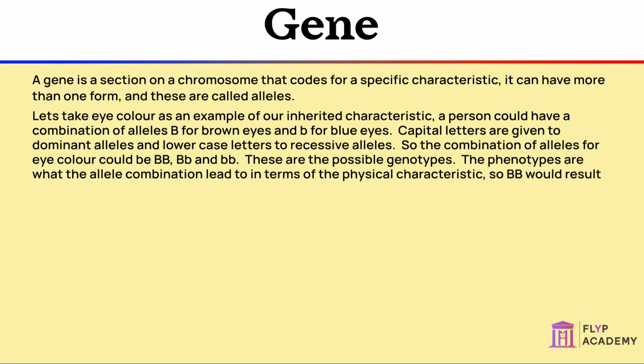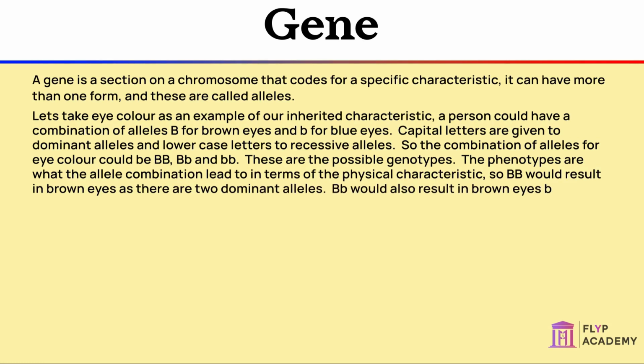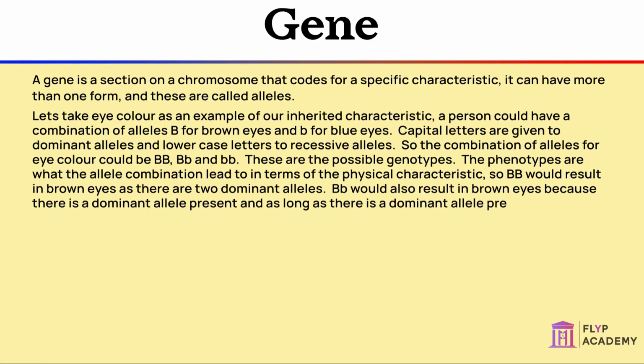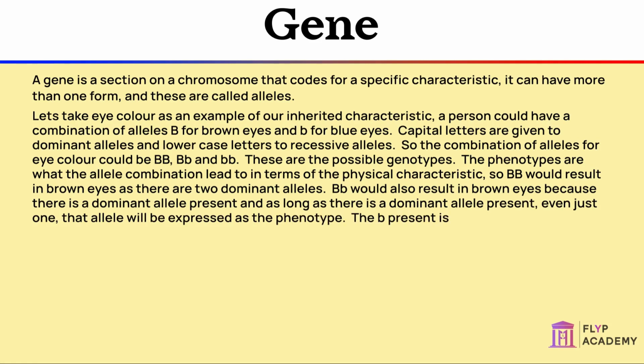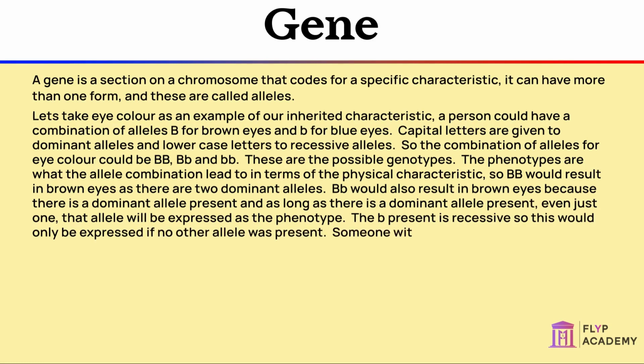So BB would result in brown eyes as there are two dominant alleles. B small b would also result in brown eyes because there is a dominant allele present. And as long as there is a dominant allele present, even just one, that allele will be expressed as the phenotype. The small b present is recessive, so this would only be expressed if no other allele was present. Someone with the genotype B small b, although they would have brown eyes, carries the allele for blue eyes.